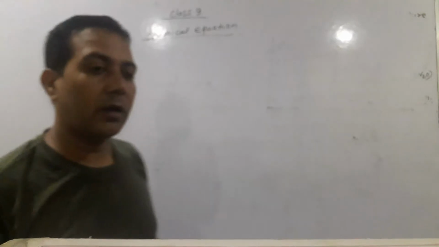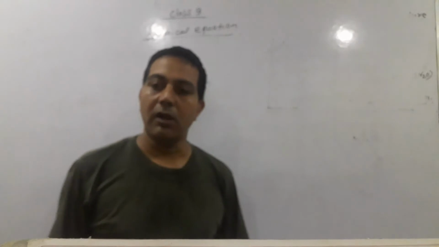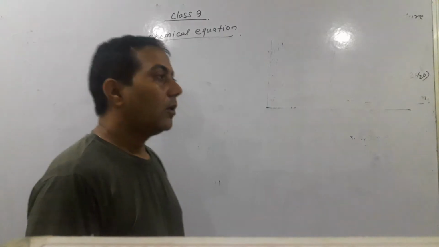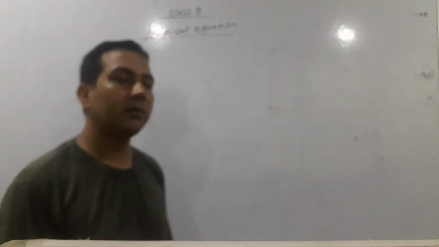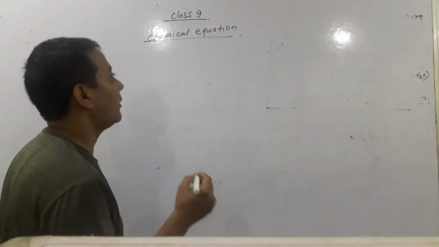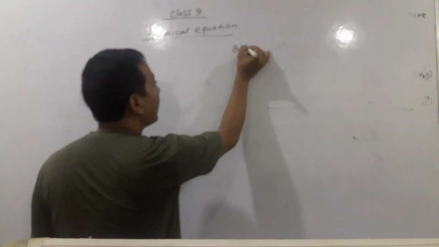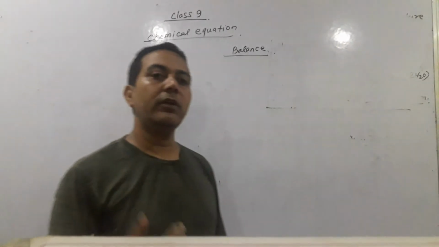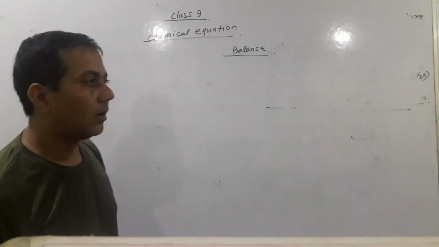So I think you have studied till chemical equations by Deepak sir. Today I am going to teach you about the chemical equations further on. So what are the things to be done in the chemical equations? Most probably you have difficulty balancing the chemical equation. Balance of chemical equations. So today we are going to practice how we can balance the chemical equations.